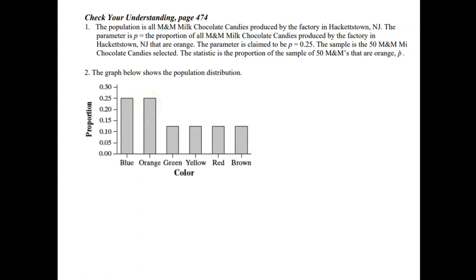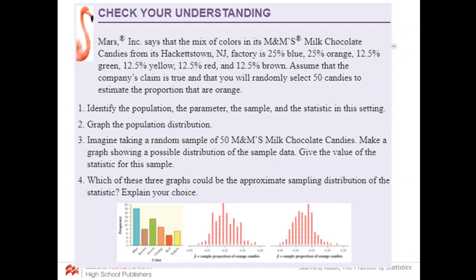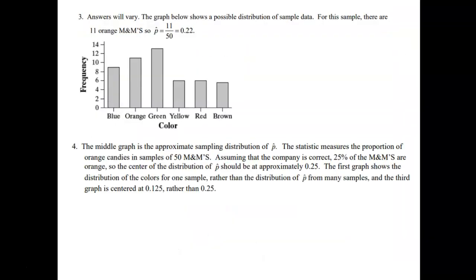Now, part 3 is where they said create one possible graph showing possible distributions of sample data. So that would be like reaching in and grabbing 50 M&Ms. This time they changed it to frequency over here on the y-axis. And if you took the time to add these up, they would have added up to 50 M&Ms, if you're curious. For their particular example, they went with 11 orange M&Ms for no rhyme or reason.